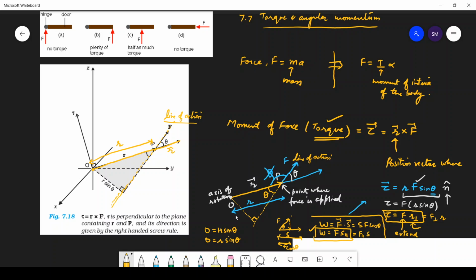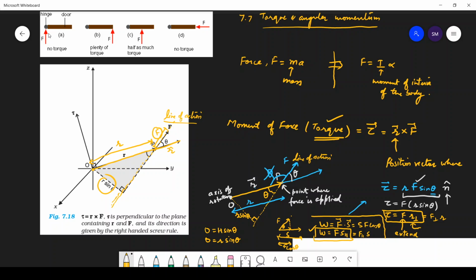So this side is R sine theta. What is this R sine theta? You extend the line of action and draw a perpendicular on it from the point where you have taken the origin, where you have taken your position vector R. So this is R sine theta. You are multiplying the magnitude F into R sine theta. You are multiplying these two. This is your R.